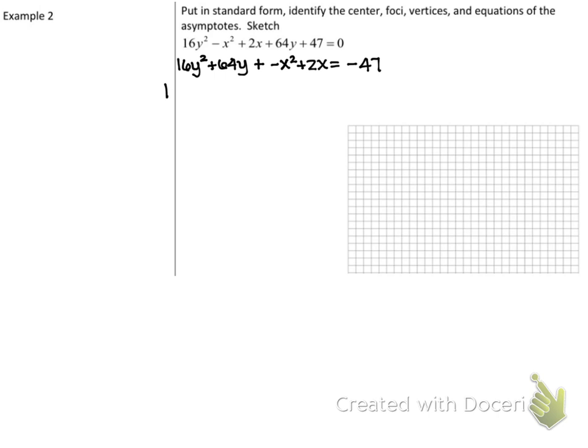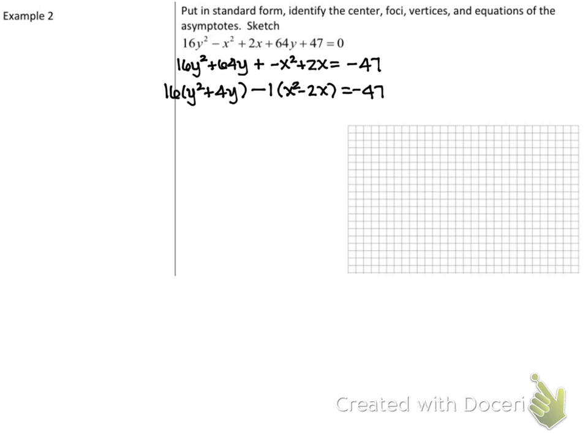I'm going to factor out my 16. Here, I am definitely going to factor out a negative, whatever the coefficient is, in front of my x squared. If it was a negative 7, I'd factor out a negative 7. If it was a negative 18, I'd factor out a negative 18. In this case, it is a negative 1, so I'm going to factor out a negative 1. That's going to be x squared minus 2x is equal to negative 47.